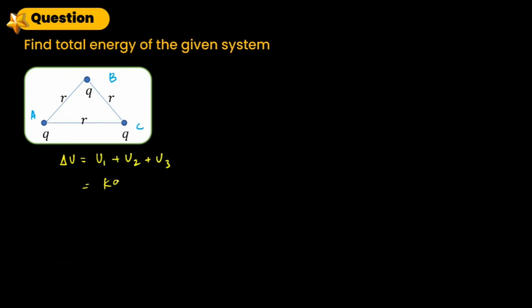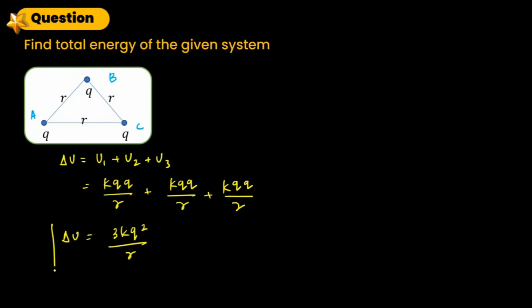So it is going to be K Q1 Q2 over R plus K Q1 Q2 over R plus K Q1 Q2 over R. As you can see, the charges are equal in magnitude for all 3 points. So we can simply write Q1 and Q2 as Q and Q. So what are we going to get? We're going to get 3kq square over r. That is going to be the potential energy of the whole system. As simple as that. Not that difficult. You just have to understand the basics and you'll be able to find the potential energy of the given system. Is it clear? Did you understand it?